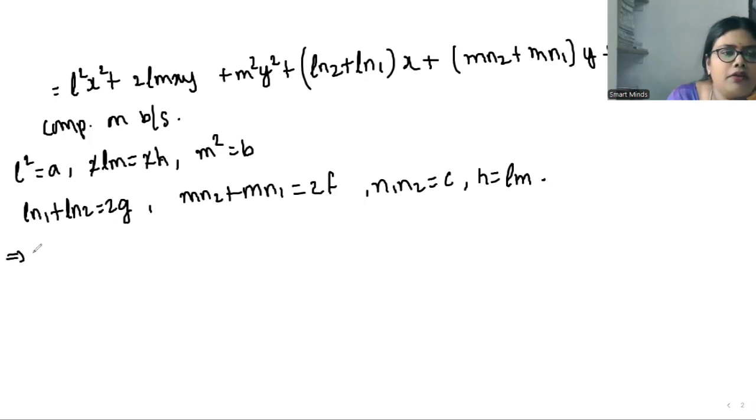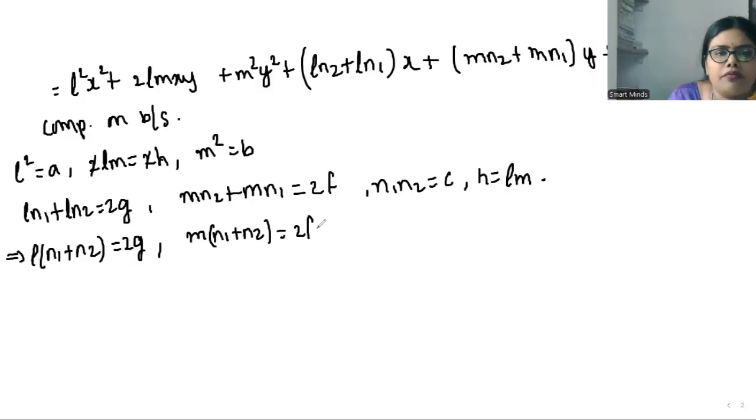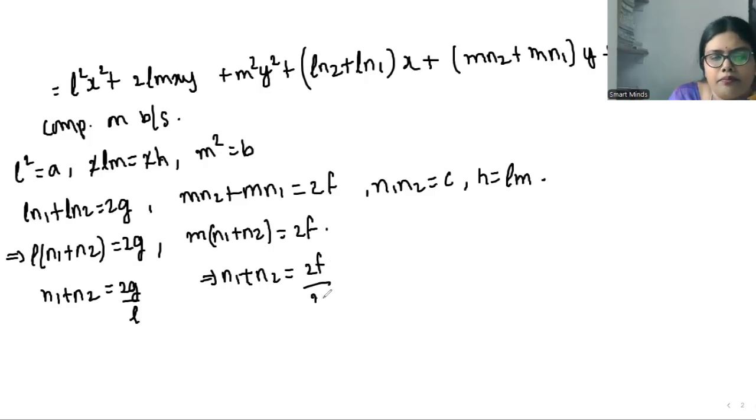Now from here, if I take L common, we will get L into N1 plus N2 is equal to 2G. And from here, if I take M common, M into N1 plus N2 is equal to 2F. So if I want N1 plus N2 from here, we will get 2G by L. And from here, if we find N1 plus N2, we will get 2F by M. Okay. After comparing, we will take the first bit.